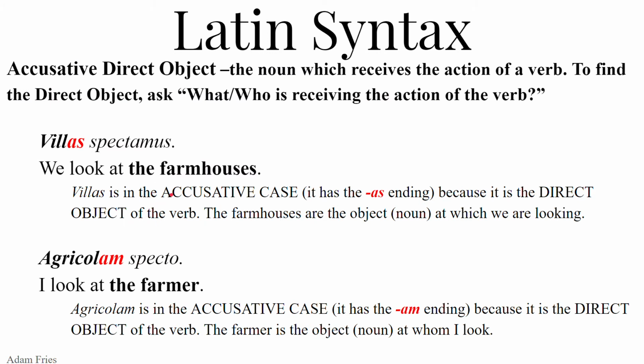So let's talk about that accusative direct object. Let's go more into depth. There isn't much more to talk about, but the accusative direct object, the noun which receives the action of the verb. So to find the direct object of an English sentence, you find the verb, and you ask yourself who or what is receiving that action, the action of the verb.